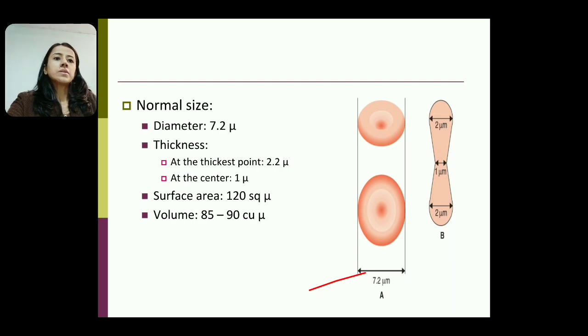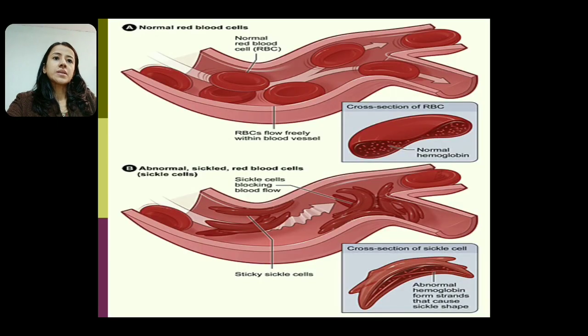This is again the diameter as well as thickness of the normal RBC. Now you can see here, this is the advantage of biconcave shape. They can easily squeeze through small capillaries, whereas in the second diagram, the sickle shaped cell cannot easily pass through small capillaries. You can see here, this is the dumbbell shape of the RBC in cross section.